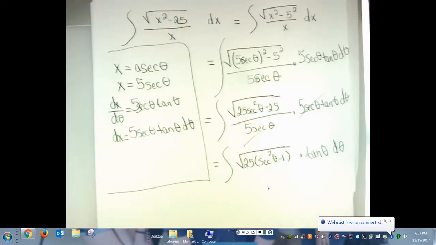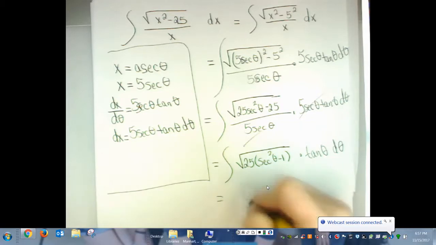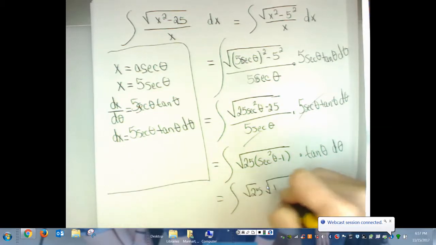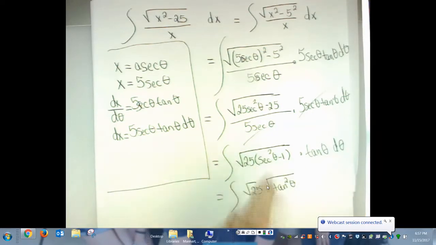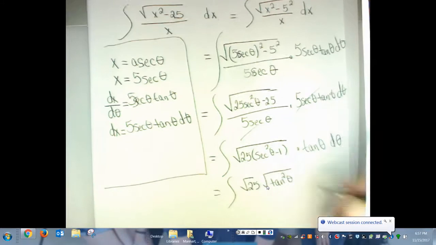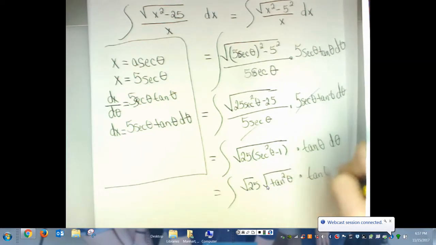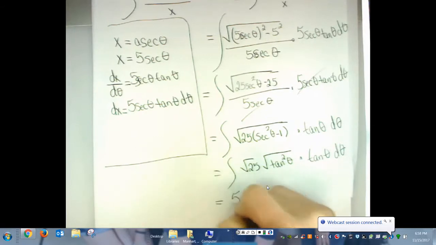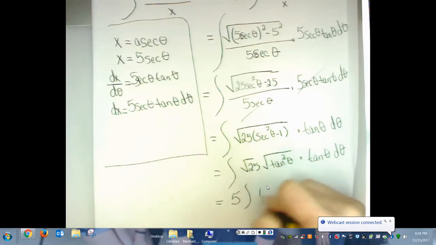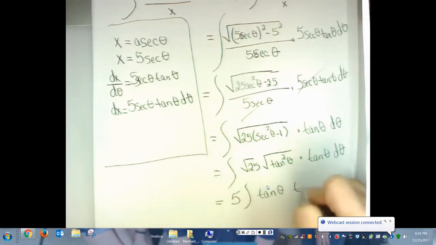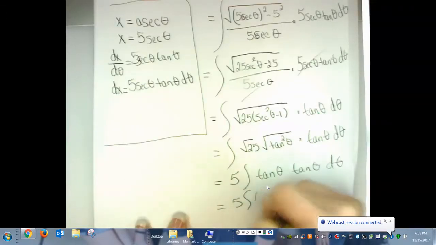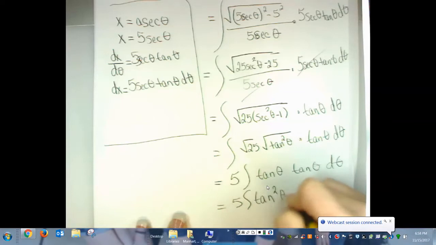I think you can see where this is going. This radical simplifies to the square root of 25 times the square root of tangent squared theta. Secant squared theta minus 1 is tangent squared theta, just like the table said and reminded us about. And then that's going to be 5 tangent theta times tangent theta. So the antiderivative of 5 tangent squared theta.